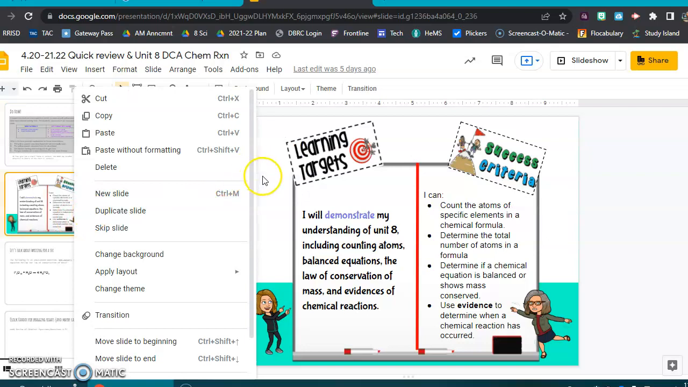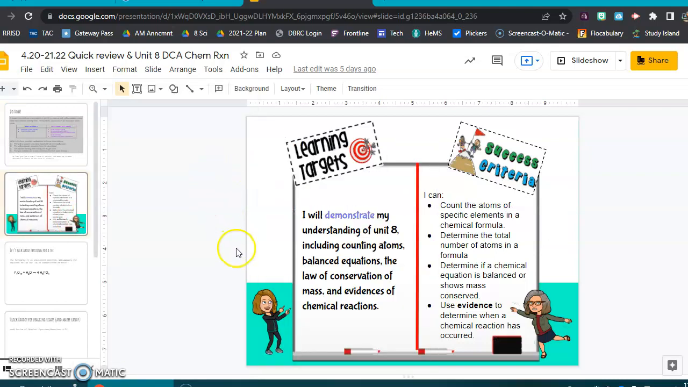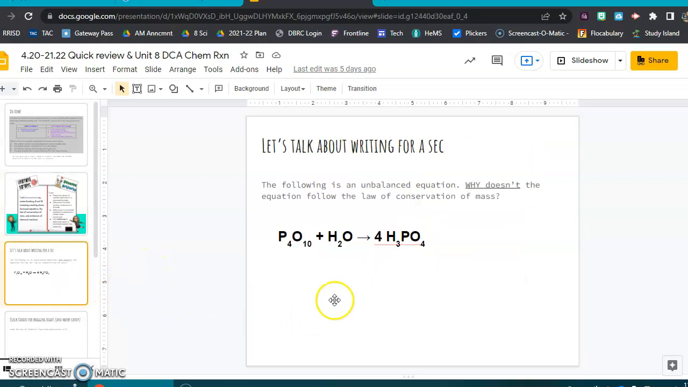Now, here are your learning targets today. You will demonstrate your understanding of Unit 8, including counting atoms, balancing equations, the law of conservation of mass, and evidences of chemical reactions. So I can count atoms in specific chemical formulas. I can determine the total number. I can tell you if it's balanced, and it shows mass conserved, which is the same thing, and use evidence to determine if a chemical reaction has occurred. Well, we just did that. So let's take a look here.